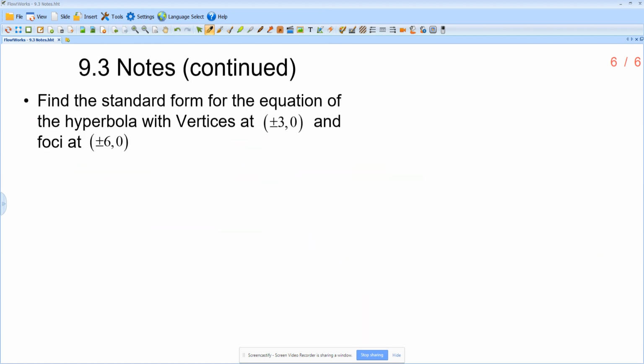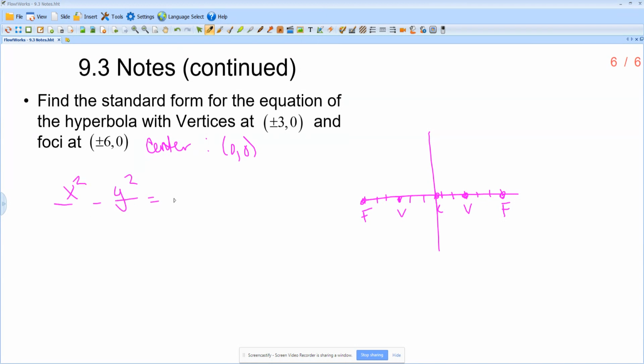All right, we're on our last slide. Find the standard form for the equation of the hyperbola with vertices at plus or minus 3 and focal points at plus or minus 6. So because of that, I know my center must be at 0, 0. It has a horizontal transverse, which means I'm starting with x minus h squared, and h is 0. So I'll have x squared minus y squared equals 1.